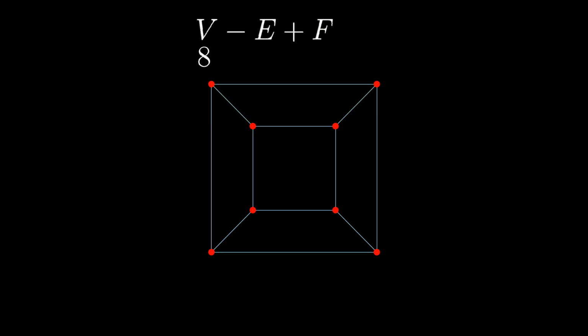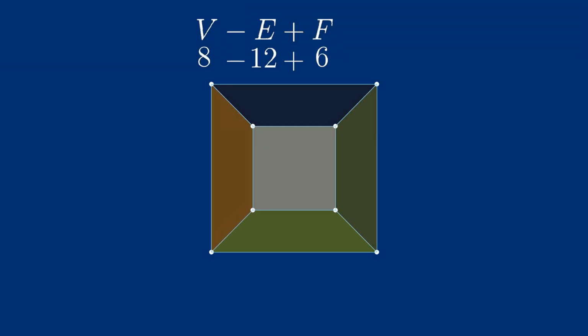This isn't a coincidence. You could do this with any graph, and as long as your edges don't intersect each other, the answer is always 2. If edges could intersect, then you could just change the number of regions without changing the number of vertices and edges, so of course it would be nonsense.